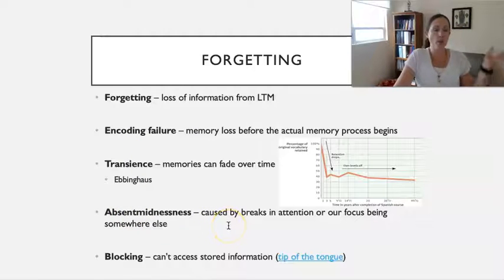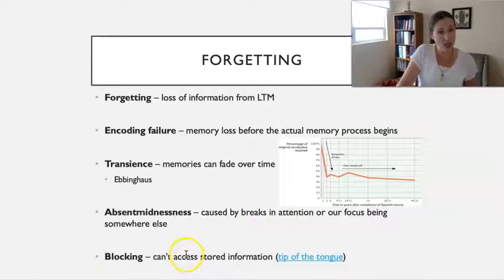Absent-mindedness is when you have breaks in attention, your focus is elsewhere, and so you don't remember because you weren't paying attention. Blocking is when you can't access stored information. It's there, but you can't quite remember it. Besides blocking, it's also called the tip of the tongue phenomenon. And so what I want you to do is watch this fast video about the tip of the tongue phenomenon.